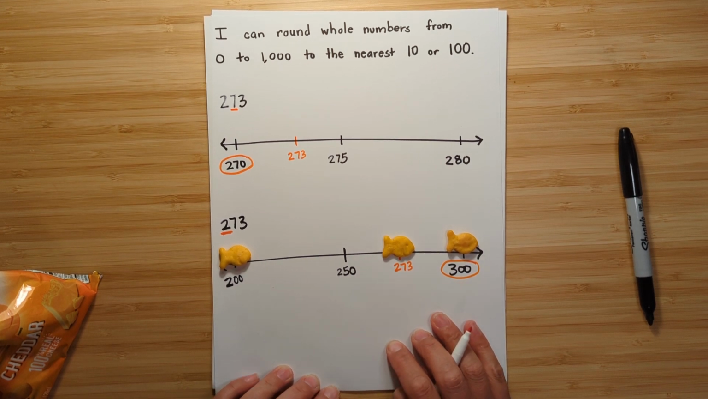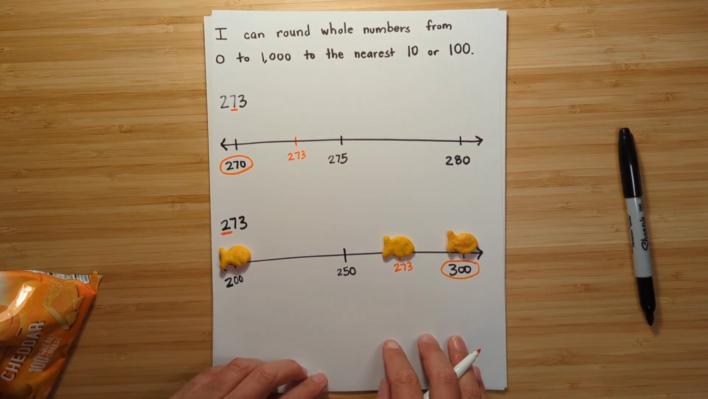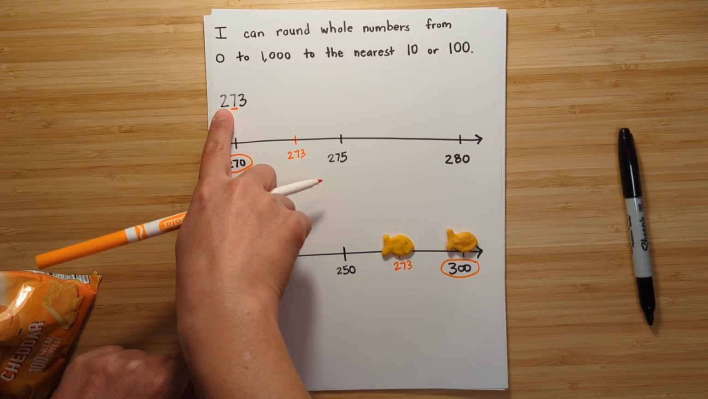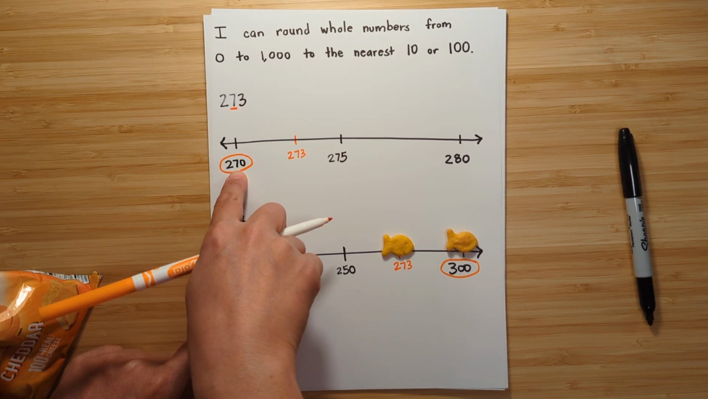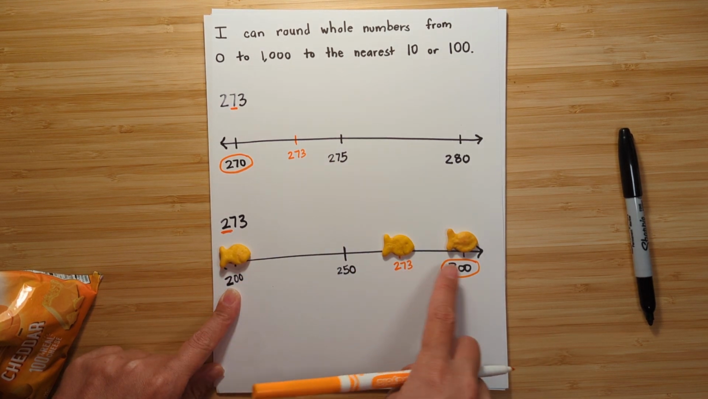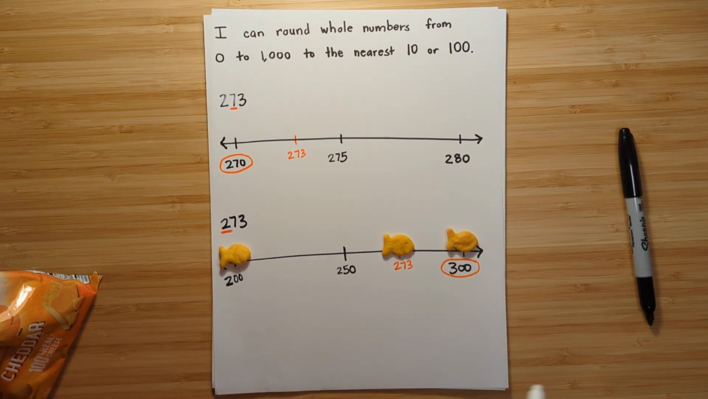So when you're rounding to the nearest 10 or 100 whole numbers, it helps if you draw a number line. Underline the value that you're rounding to, have a starting number, an ending number, a midway point, plot the number, and then physically see which value it's closer to.